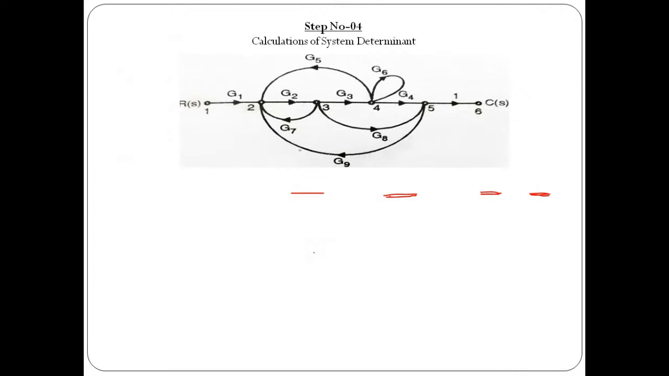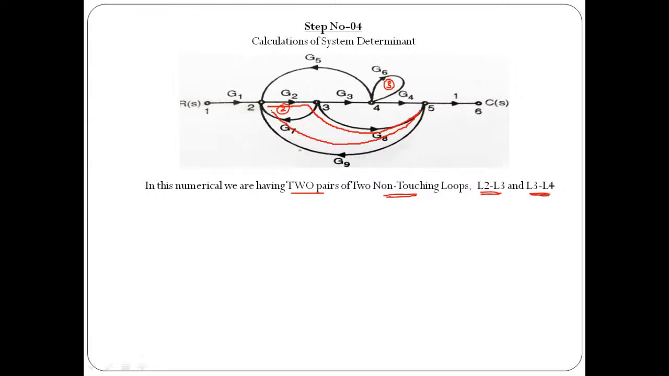Let me show these over here. This will be your second, this will be a third. So these two are a pair of non-touching loops. In the same way, L3 and L4. So this will be loop number 3, and loop number 4 is formed like this. Started with this, then this, and then coming back to this. So this will be our loop number 4.